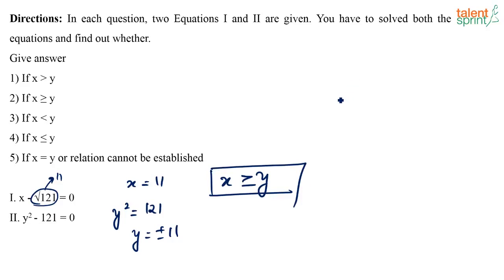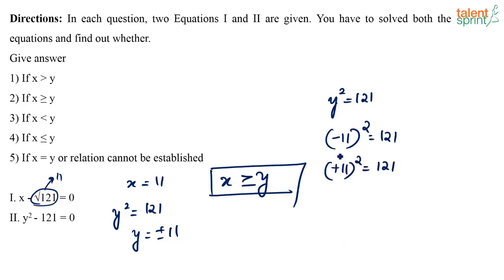You have y squared is equal to 121. So what can be the value of y? See, if I put y as minus 11 also, minus 11 the whole squared is 121, right? Similarly, if I put y as plus 11 the whole square is also equal to 121. So this can take two values, right? If I just say square root of 121 means that is 11. That's always a positive value. Okay? Correct answer will be option 2.